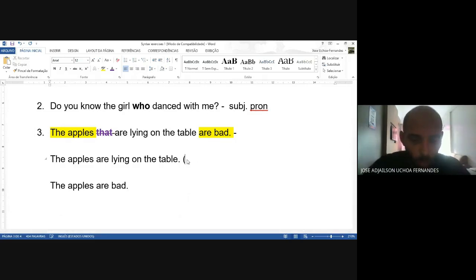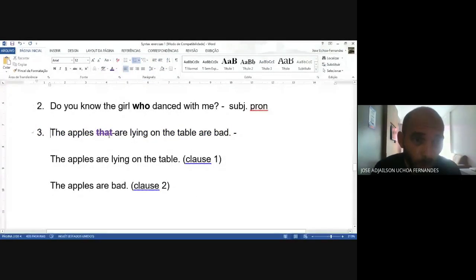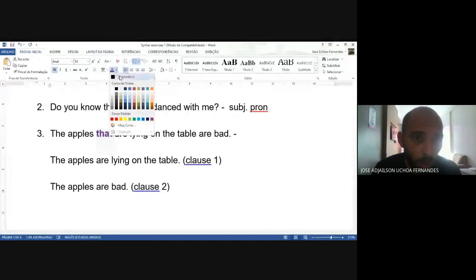So let's call it clause 1. And let's call this one clause 2. Now, I'm going to do this with a diagram in the original sentence, okay? So let me get rid of these colors. Let me uncross this. Let me change the color here to automatic.